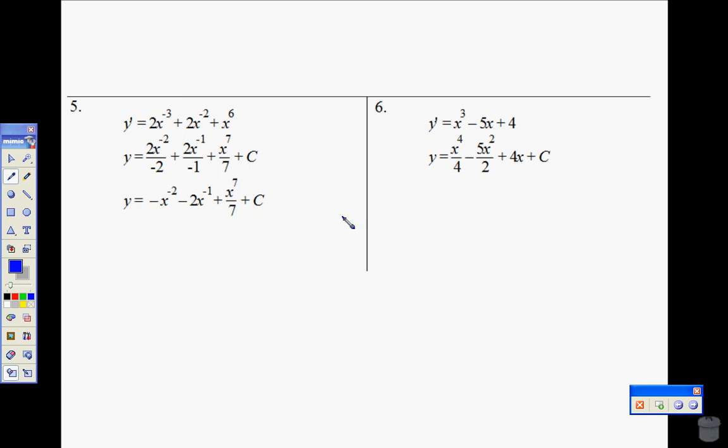And we get our constant of integration. x cubed becomes x to the power of 4 over 4. Add 1 to the power, divide by the power. 5x becomes 5x squared, and dividing by the 2 because that's the new power. And 4 becomes 4x plus a constant.